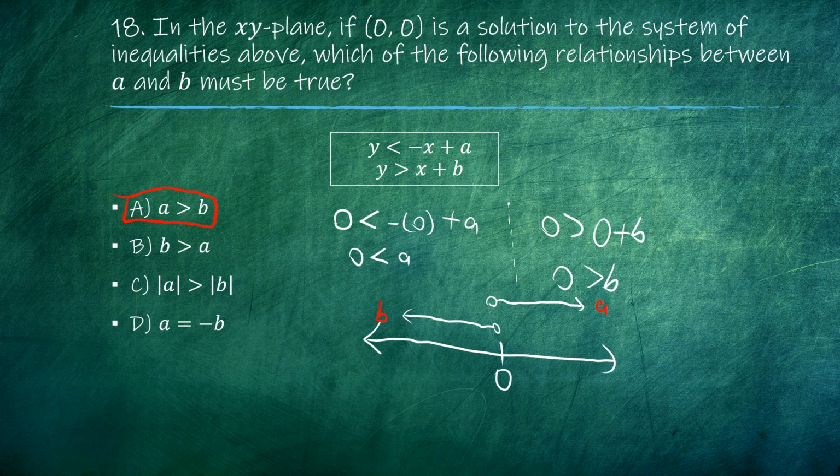So what this tells you is that only A makes sense, because we know that A must be greater than B, because A is a positive number, whereas B is a negative number, right? And so that makes B definitely not a right answer.